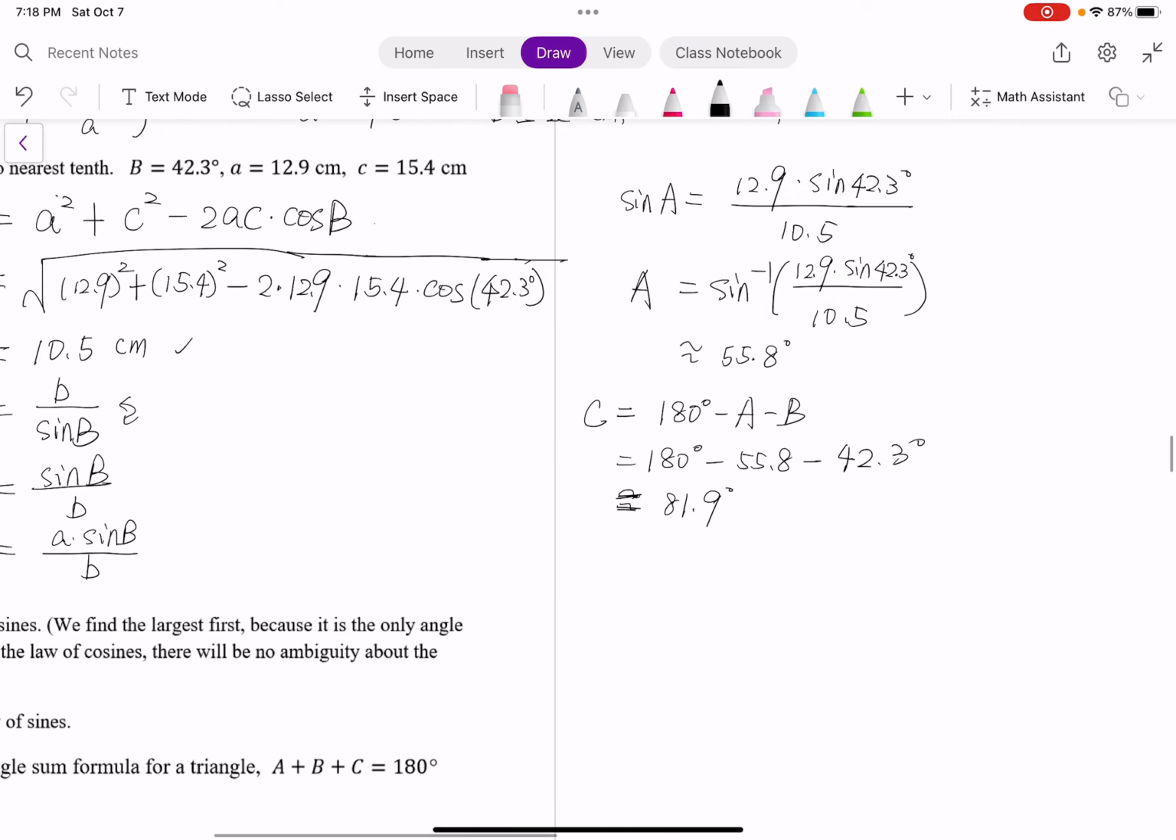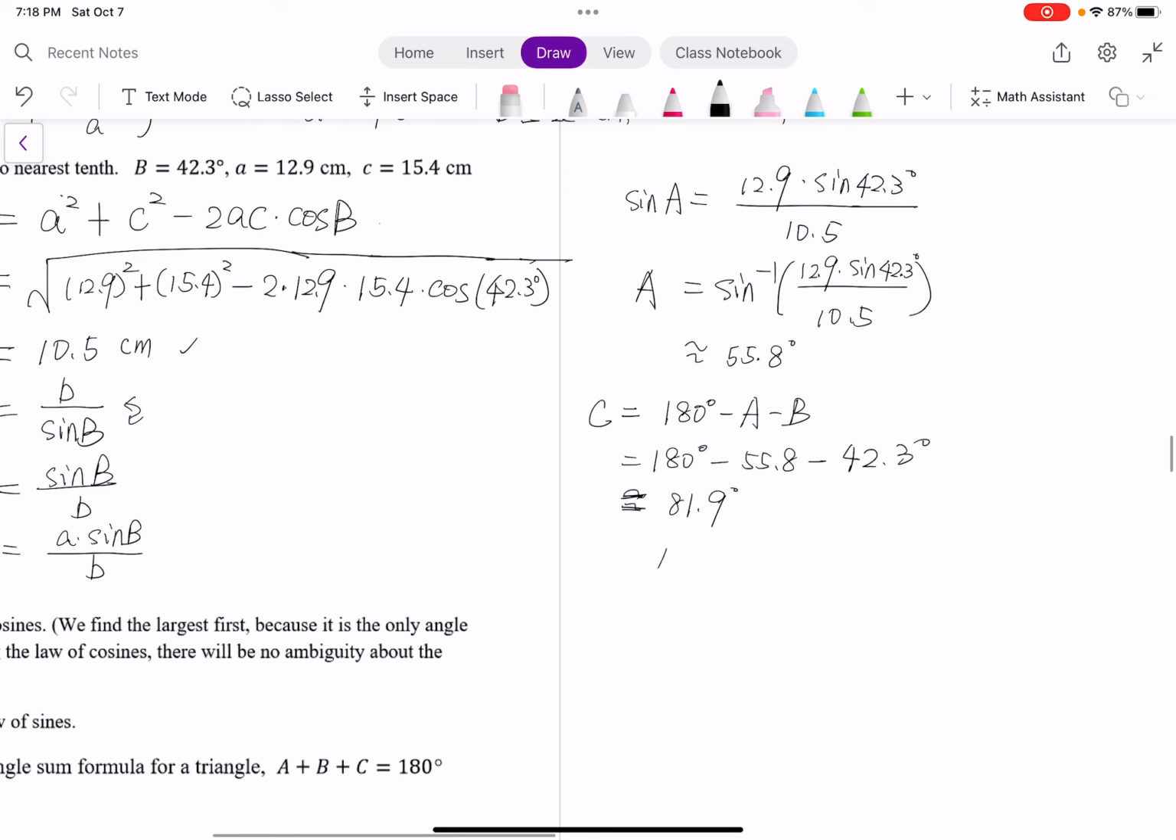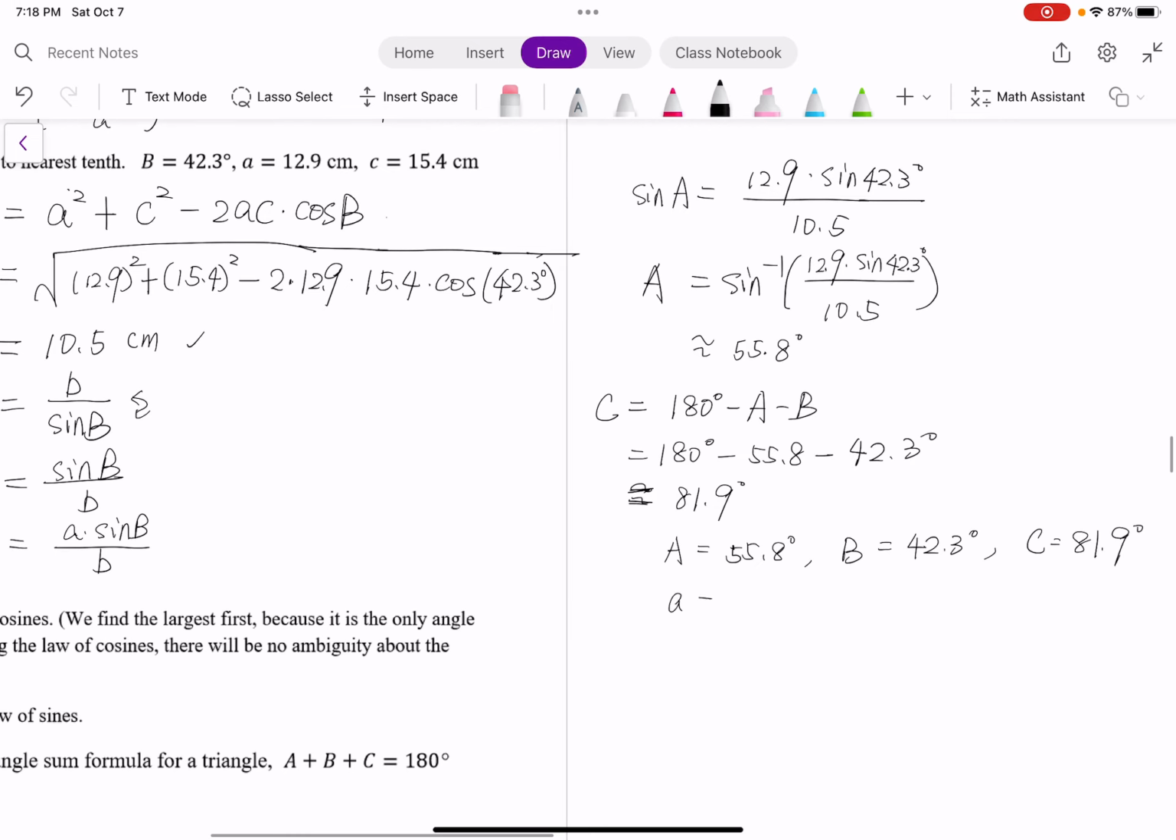So I can do some conclusion. You can say angle A equals 55.8 degrees. Angle B equals 42.3 degrees. Angle C is 81.9 degrees. And a equals 12.9 centimeters. b equals 10.5 centimeters. And c equals 15.4. Okay. So we are done for the SAS case. How about the SSS case?